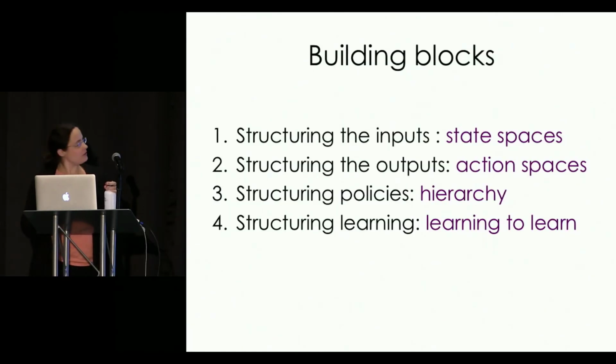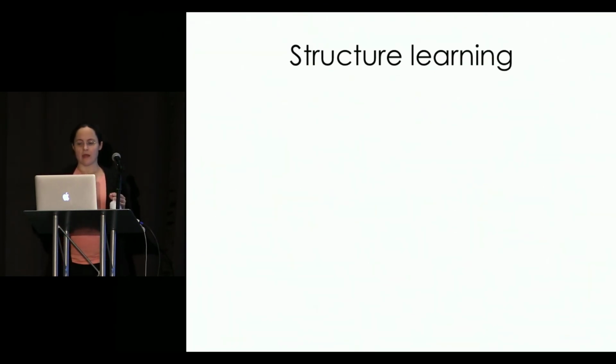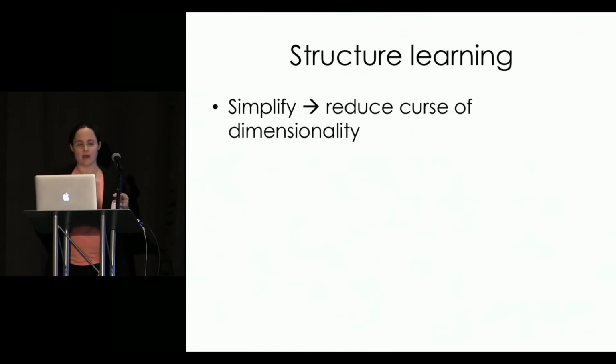Okay, so I've been over those 4 building blocks of structured learning that show that we can structure many aspects of the learning problem, the state space, the action space. We can make them hierarchical, and we can tune many different aspects of the learning algorithms. And some of the principles on which this relies is saying that you can probably simplify your problem and reduce the curse of dimensionality in some way, or explore faster with options, for example.